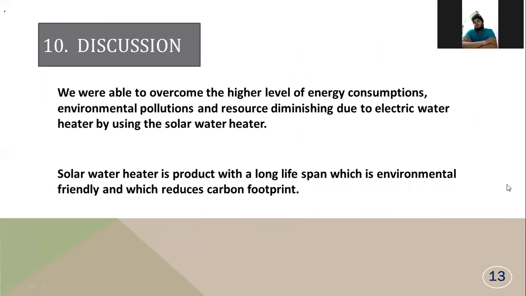This slide shows discussion. We were able to overcome the higher level of energy consumption, environmental pollution, and resource diminution due to electric water heater by using the solar water heater. Solar water heater is a product with a long life span which is environmental friendly and which reduces carbon footprint.